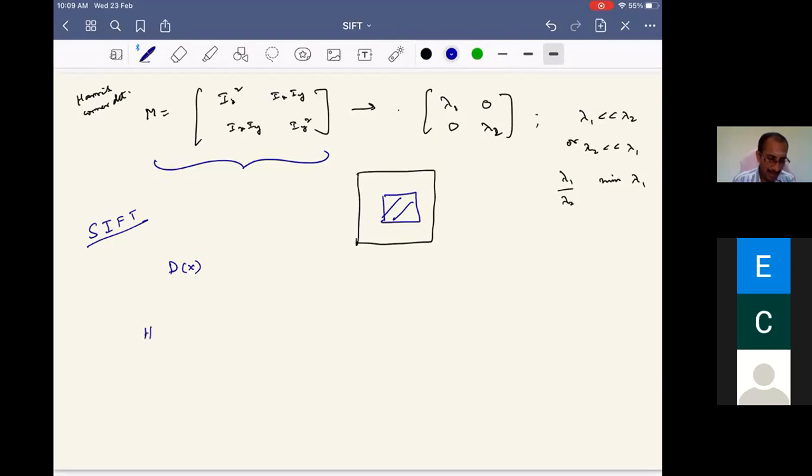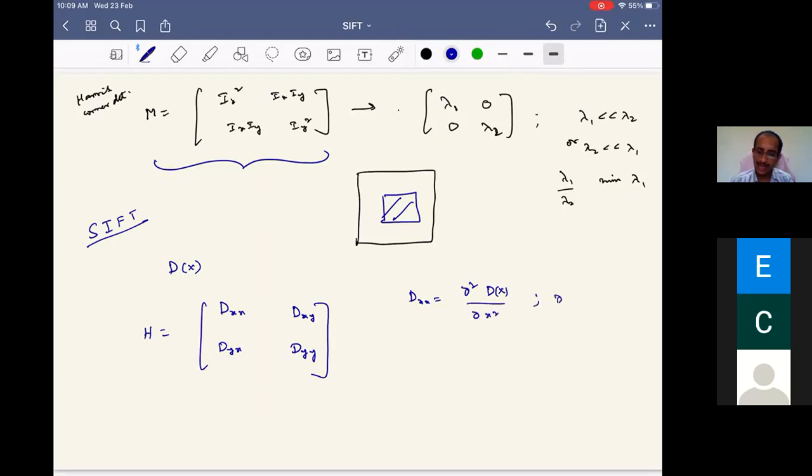So we construct a Hessian matrix. The Hessian matrix, as I probably discussed before, is a second order derivative matrix. So it is with the dxx, that is the second order derivative in x direction, dxy and dyx, and then dyy, where dxx corresponds to ∂²D(X) by ∂x².